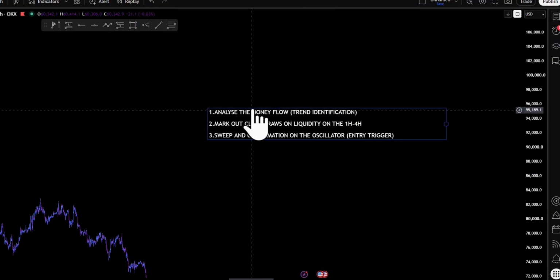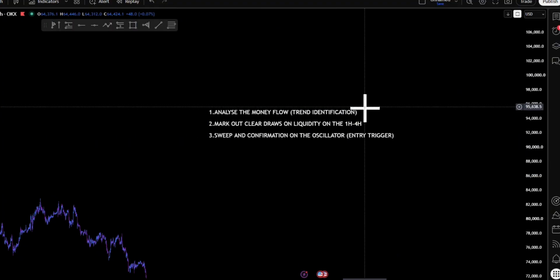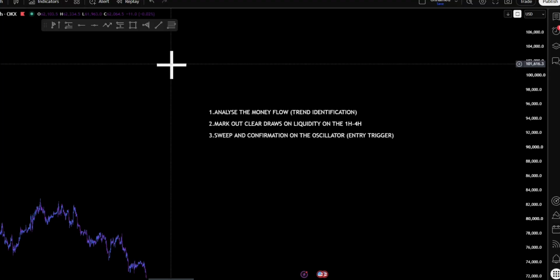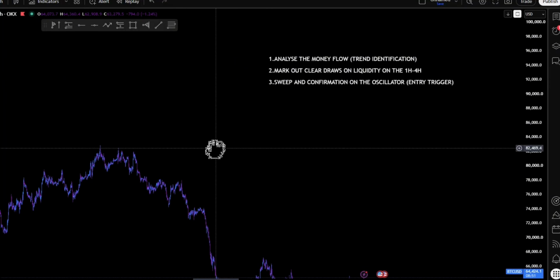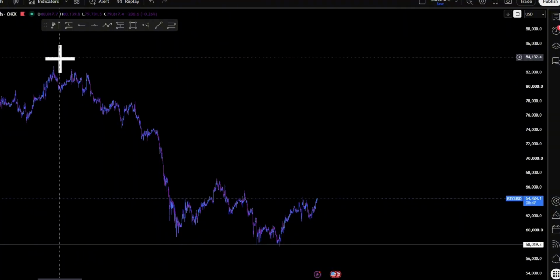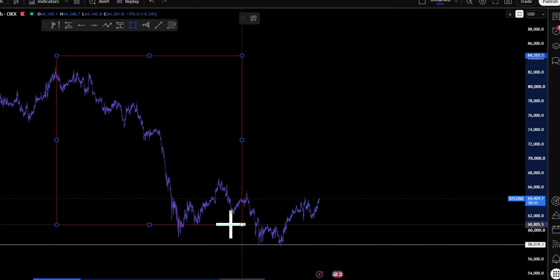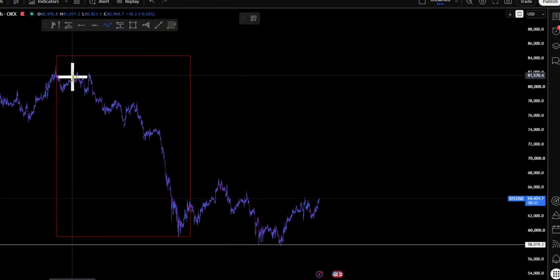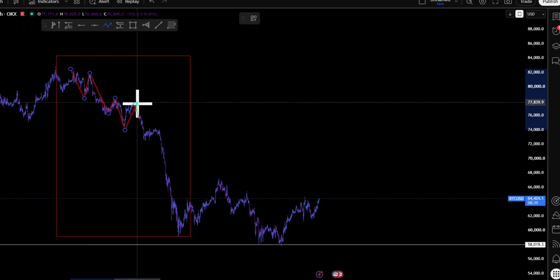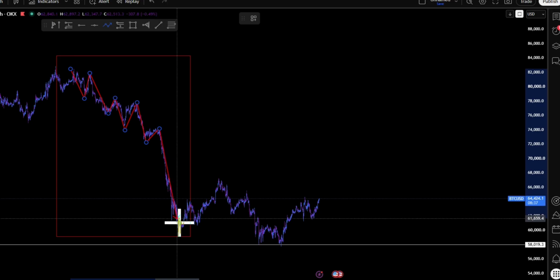Step number one is analyze the money flow, which is a trend identification process in which all you need to understand and analyze is in which direction the market is moving, whether it's moving in an uptrend, a downtrend, or a sideways range. Talking about this range right here, this is a downtrend, because the price is making consistent lower lows and lower highs.